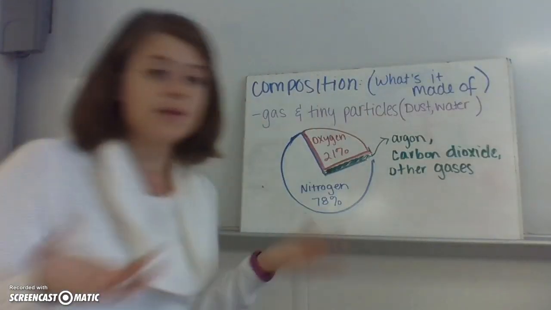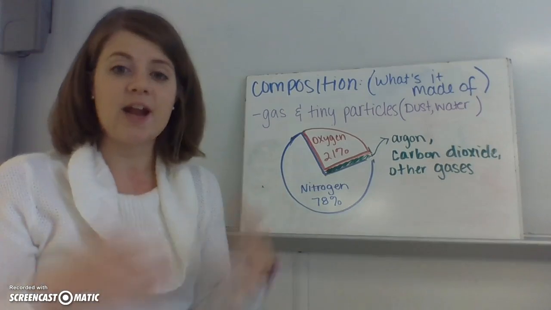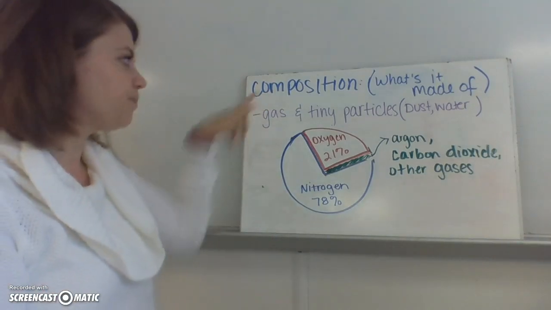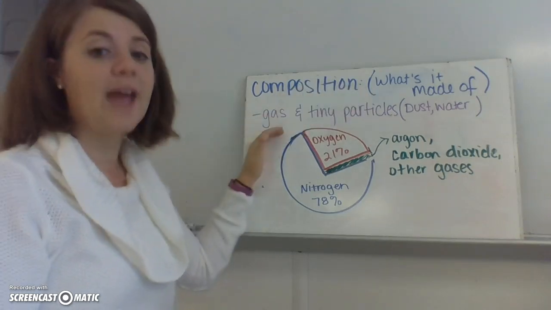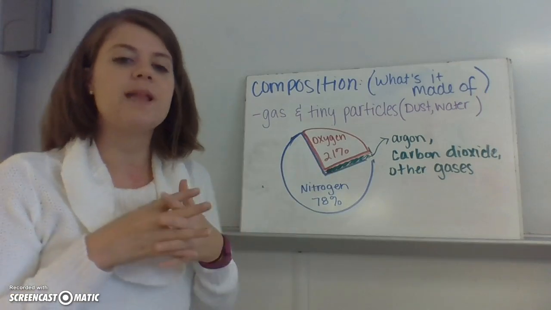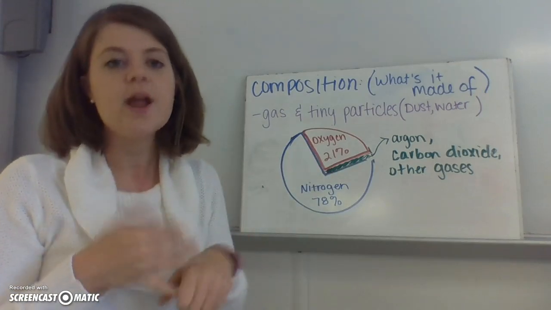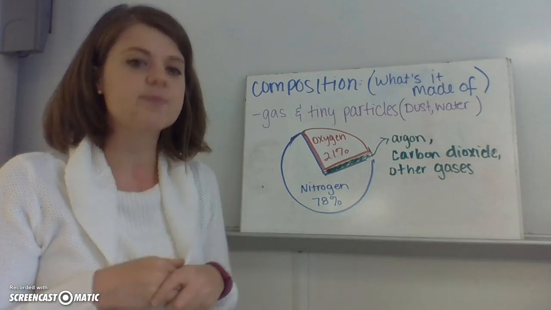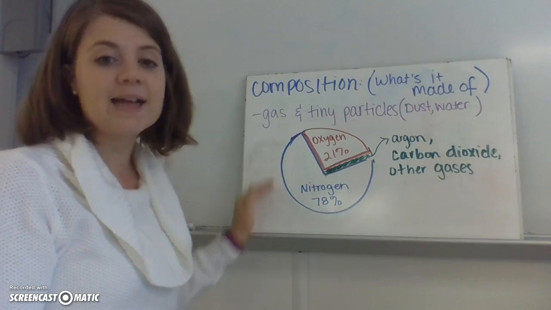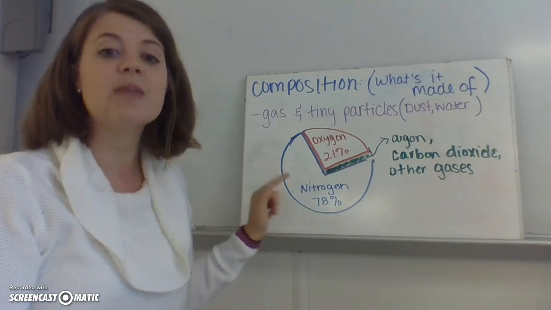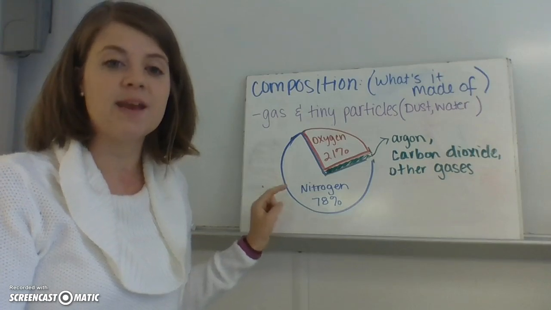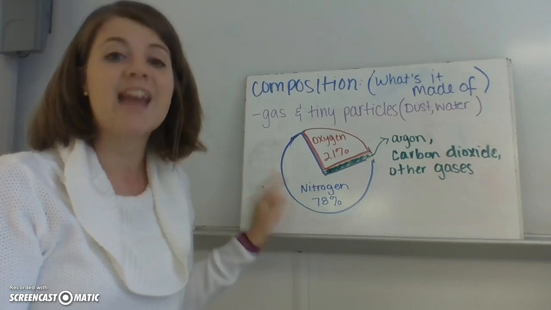So talking about the air and gases that are in that air, what gases are in it? Well, first of all, our air is made up of gas, like I just said, but it's also made up of tiny particles. So that would be like dust, that would be water vapor, stuff that's in our air that isn't gas. Not a ton of it, but there is some. When we look at the gas composition, though, we are going to see that the majority of our atmosphere is made up of what? Nitrogen, right?